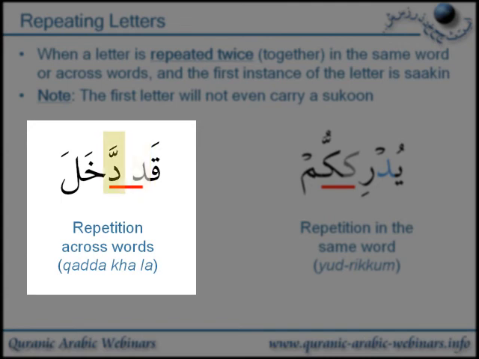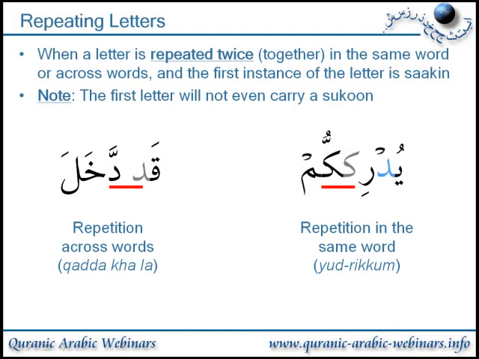They'll put a shadda on the next dal in order to do the joining or the merging. So this would be read as qad dakhala. You directly join the qa to the dal with the shadda. Okay, so that's a simple rule. Two letters exactly the same next to each other, either in the same word or across word boundaries, and the first of the two letters is sakin, we just ignore it completely.